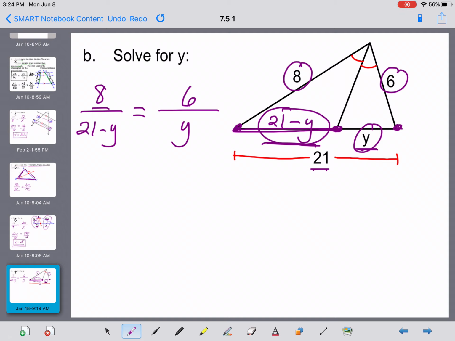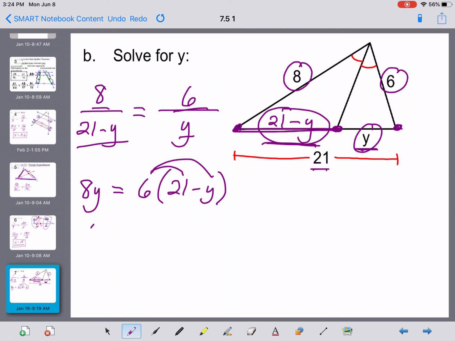The 8 times the y right here is going to give us an 8y. We've got to multiply 6 times the binomial of 21 minus y. So I think in every section of notes we've taken in this chapter, we've had this case of monomial times binomial, and we've got to use parentheses in order to do that. Okay, we're going to distribute the 6 in there, and we're going to get 8y is equal to 126 minus 6y.